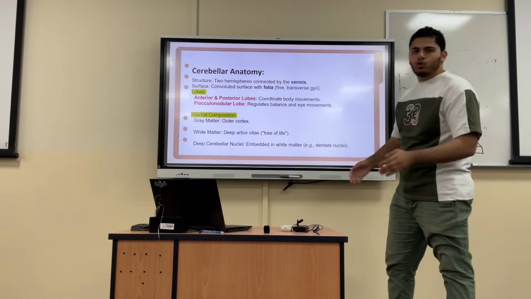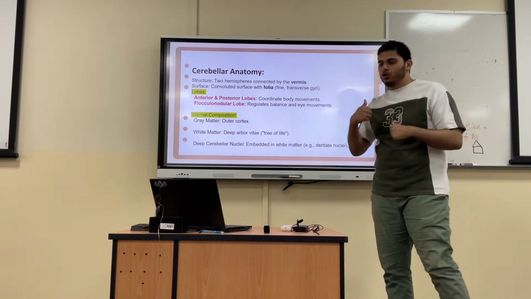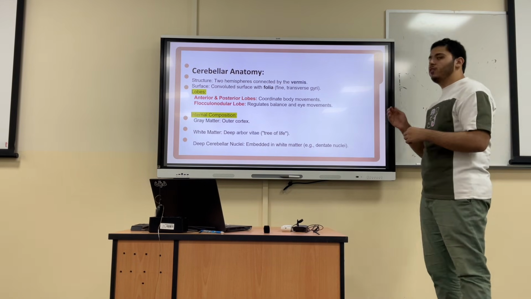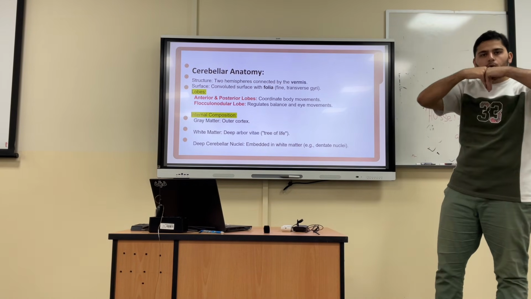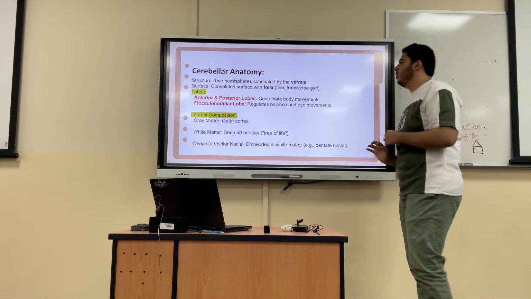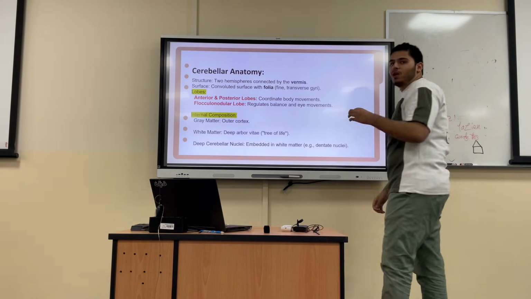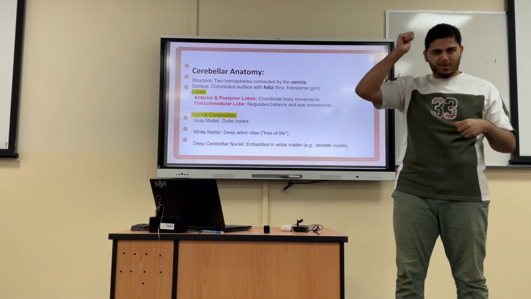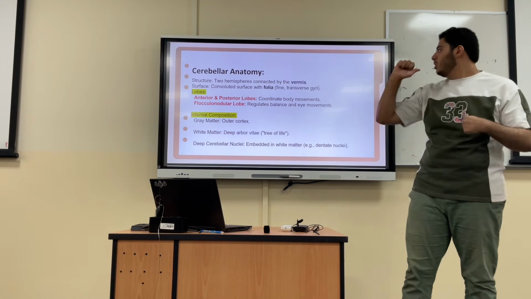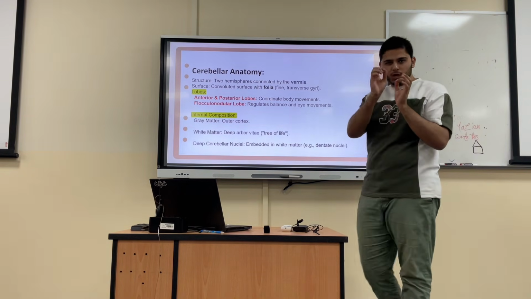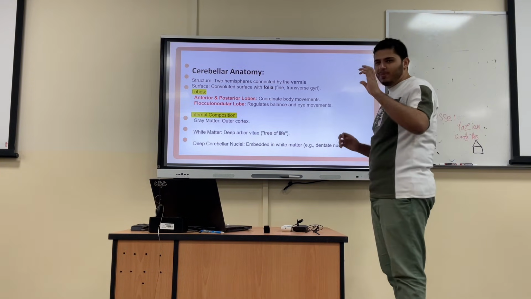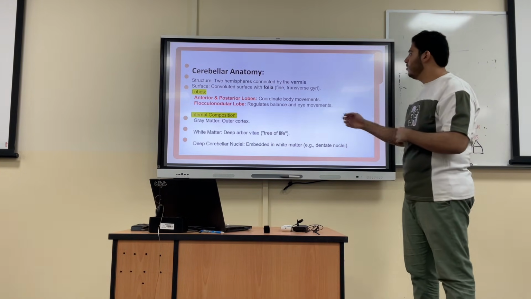The structure is like two hemispheres, similar to the cerebrum. The two hemispheres are connected by the vermis, which connects the two cerebellar hemispheres. The surface is convoluted, with folia. Folia are similar to the gyri that we find in the cerebral cortex, but a little bit smaller than the gyri.